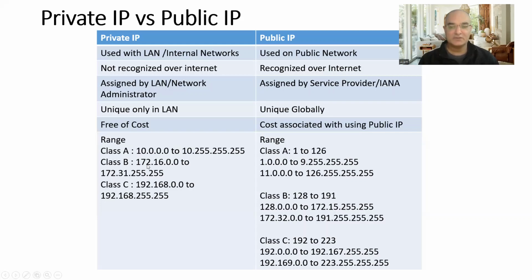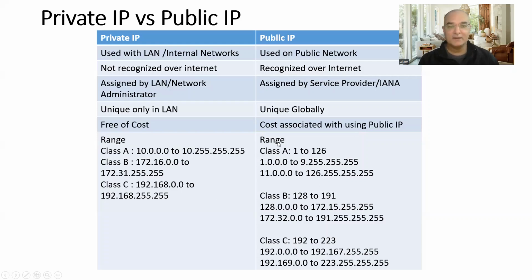Class B starts from 172.16 all the way up to 172.31. So anything in between this is private. For Class C, it's from 192. So anything starting with 192.168 is considered a private IP.